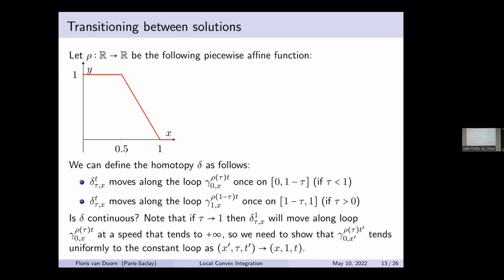So actually to show that delta is continuous at tau is equal to 1, we had to show that this loop uniformly tends to the constant loop as these arguments tend to these values. But that is all fine because we are only talking about a loop, so we only care about an interval, and the interval is compact. Because it tends to this value pointwise, and the interval is compact, we can show that it uniformly tends to that value.